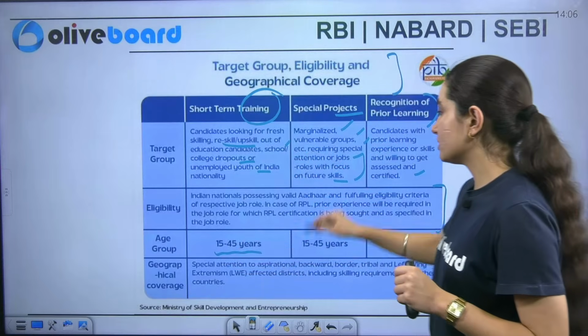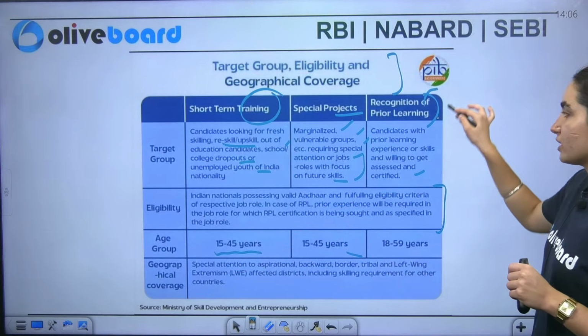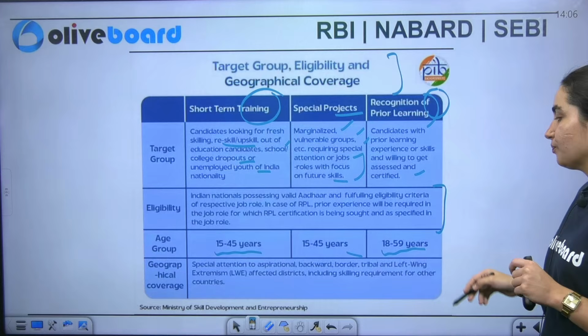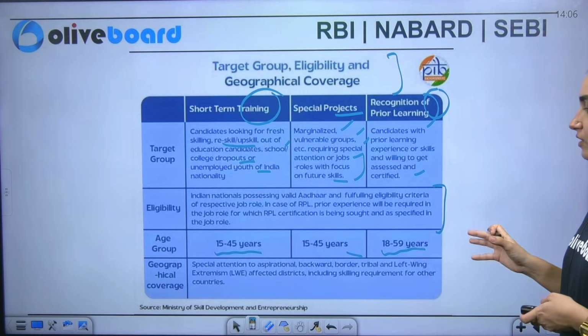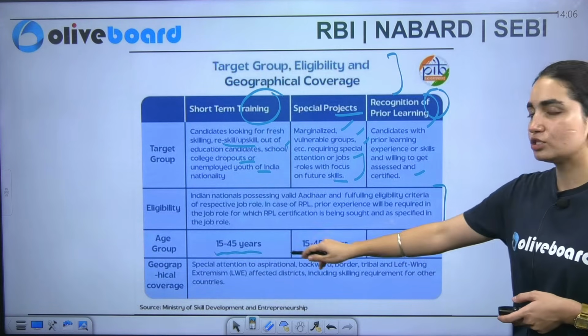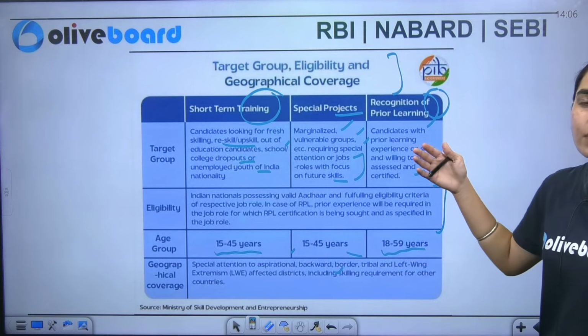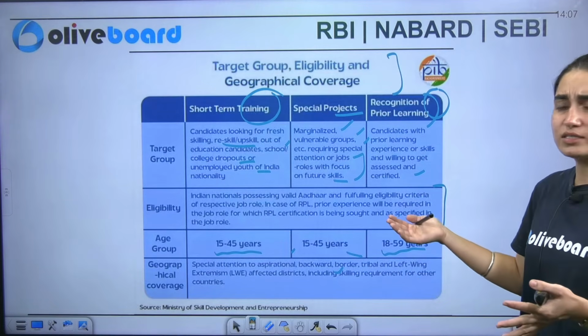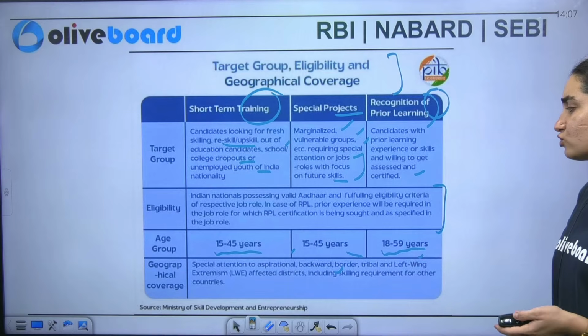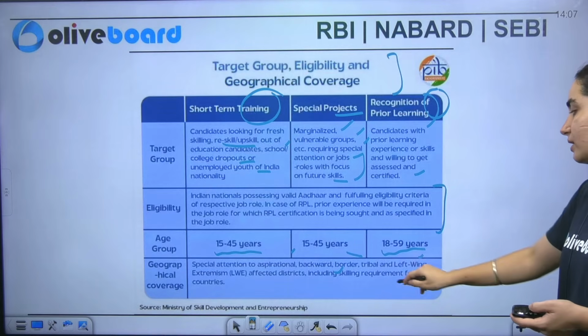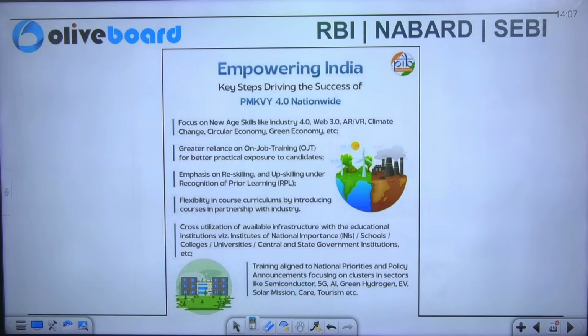15 से लेके 45 years, इनके लिए 15 to 45 years, and specifically for the recognition of prior learning, 18 to 59 years. Geographical coverage is here, which includes the aspirational districts, backward districts, underserved and unserved areas, also left wing extremism affected districts, including skilling requirement for the other countries here. Okay, along with that, this is the success of 4.0.